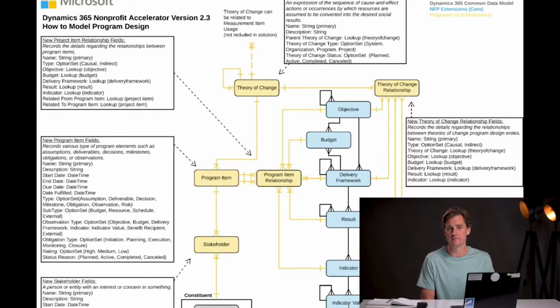And then you have delivery framework, which represents the activities that an organization is engaged in to try to achieve those objectives. And those delivery frameworks or activities themselves can be structured. So it could be a program, it could be projects within a program, and activities within projects within programs, all the way down to tasks and so forth.